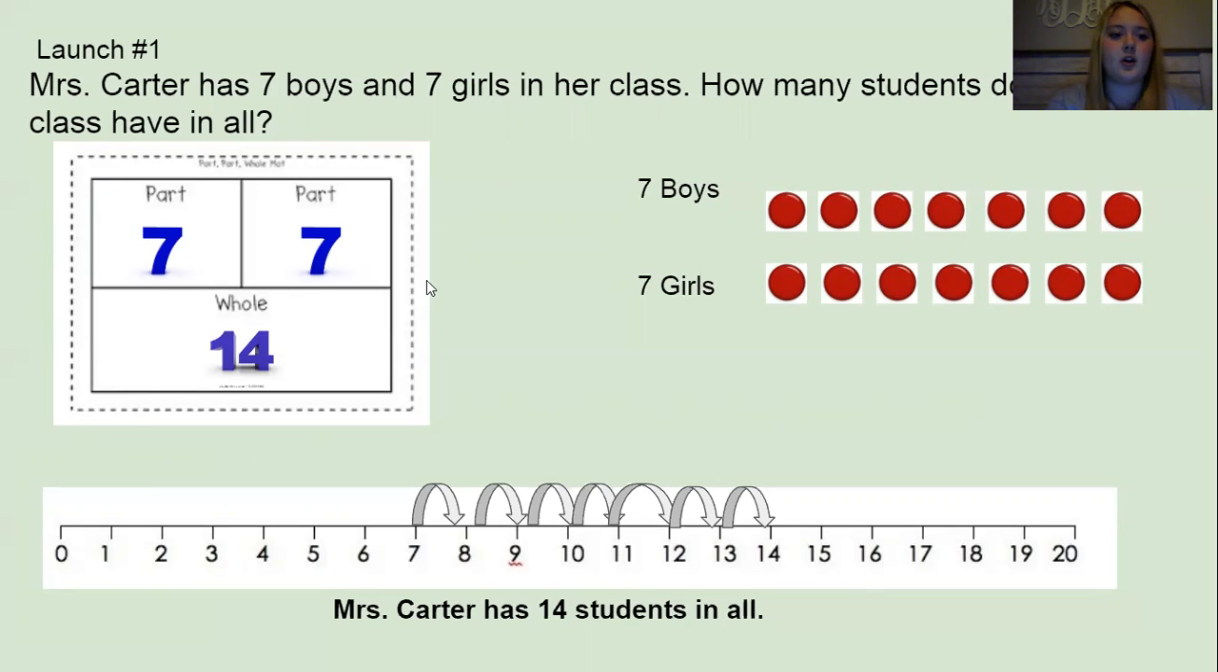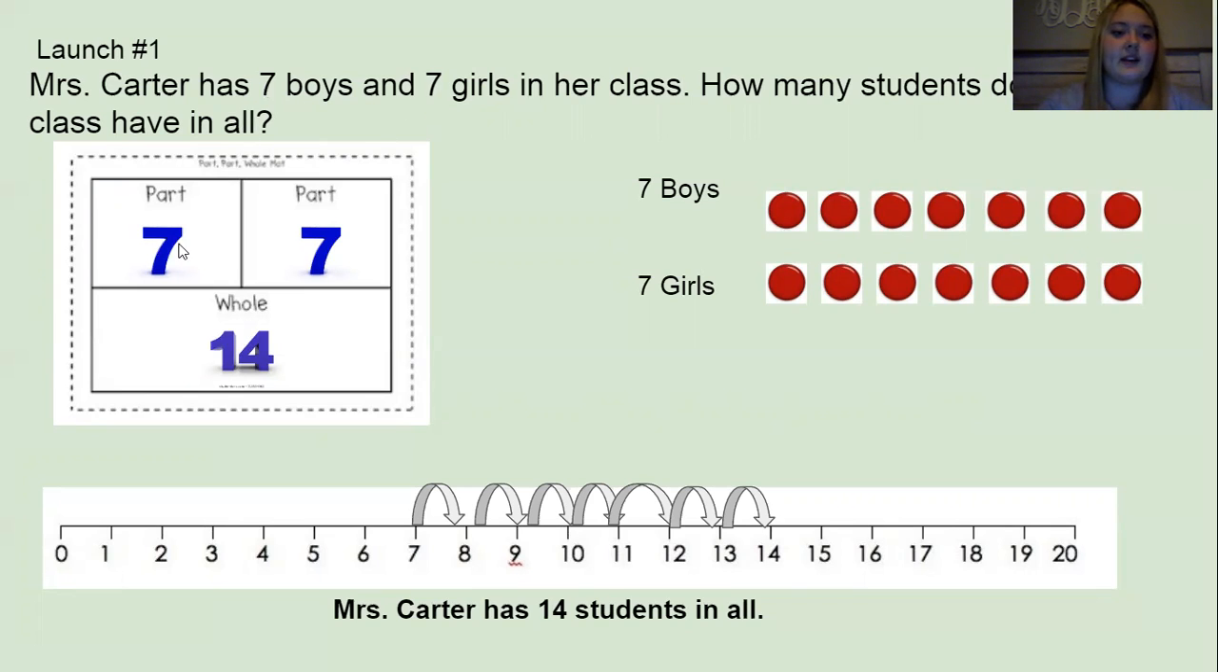When we look at our part whole mat, we look at our problem, we know that Miss Carter has 7 boys, so I'm going to take that 7 and I'm going to put it down here in one of my parts. And we know that she has 7 girls, so that other 7 is going to go into my other part. What we are missing is the whole number, and we know that because the problem says, how many students does her class have in all? So all together. That tells us we're going to be adding the 7 and 7 together.